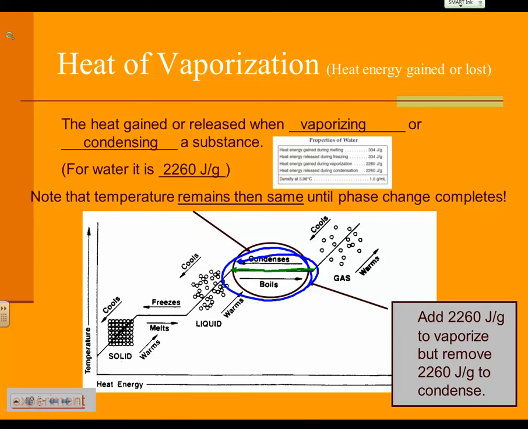And once again, the temperature stays the same. It reaches a roadblock until every single gram of liquid water has vaporized, or if you're going backwards and condensing, every single gram of water vapor has cooled down enough to condense into liquid. Then the temperature can go back down even farther.